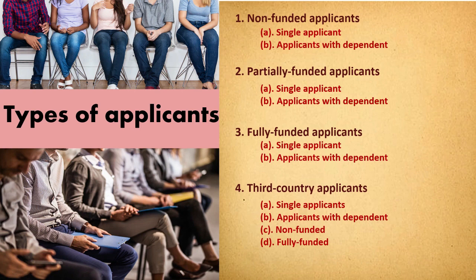The applicant is a citizen of country A, the applicant is present in country B, and the applicant is applying for visa to study in country C, which is the United States. So that type of applicant is called a third country applicant. Regardless of this status, however, this applicant may be a single applicant or an applicant with dependents. The applicants may or may not receive full funding. So these are the types of applicants that you would often find applying for a US F1 visa.